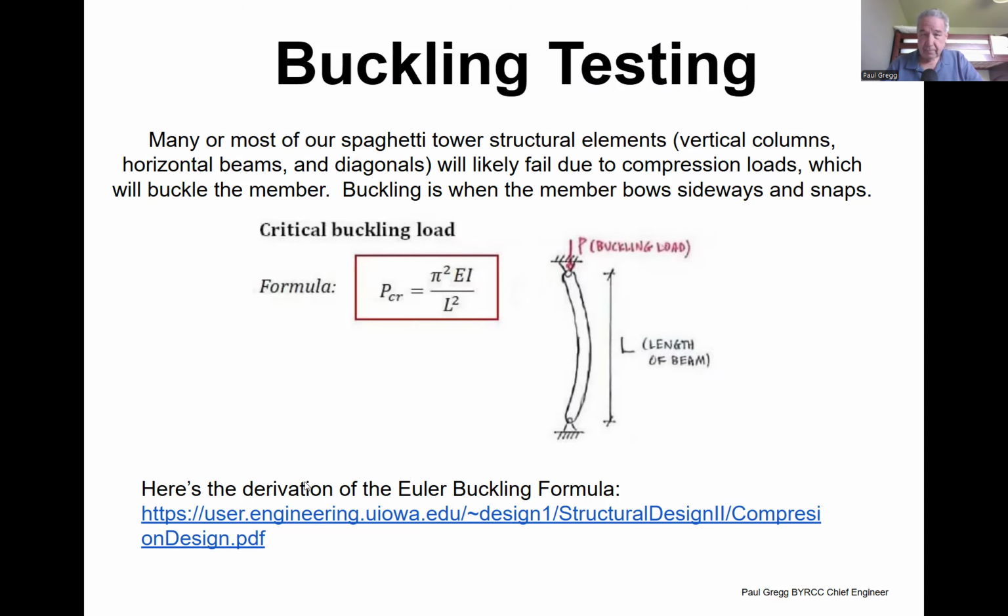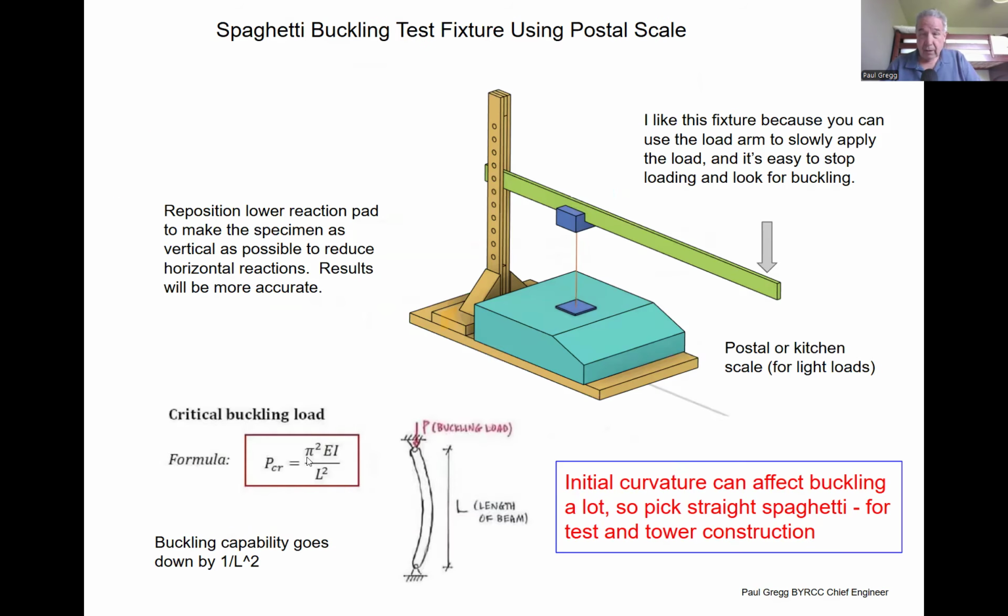So I made a test fixture just out of wood where I could put a postal scale that goes up to 70 pounds. You put it on here and you zero out the postal scale. I'll talk more about that. And then you just push down on this and try to make it vertical, and then just look at the load on there.